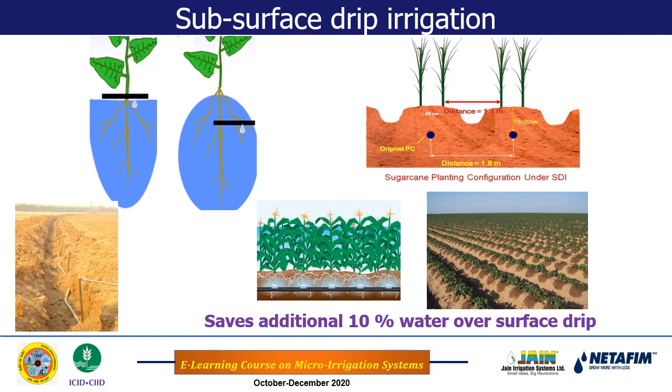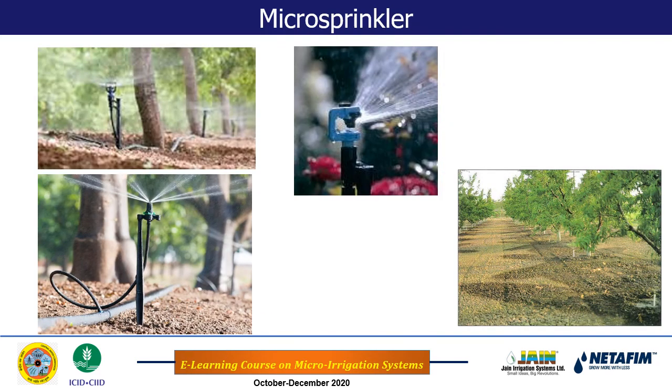We have seen the surface drip. As in the first picture, the surface drip lateral is placed on the soil surface. In the case of subsurface drip it is the same, but the lateral is placed some 10 to 15 centimeters below the soil surface. Because of this, it has been observed that there is an additional saving of up to 10% because the evaporation rate is reduced.